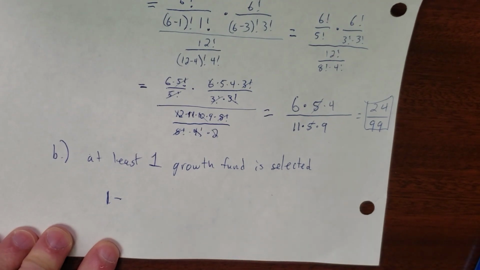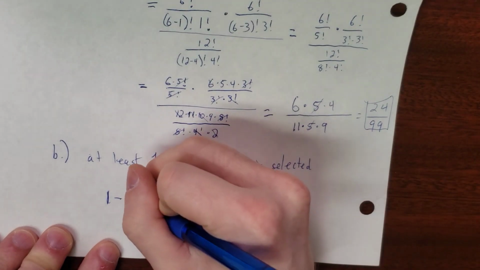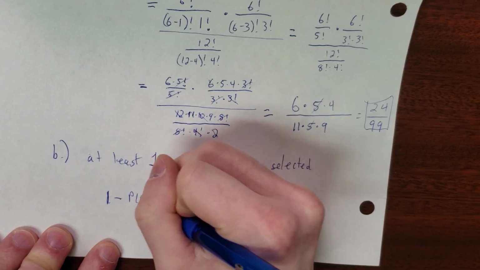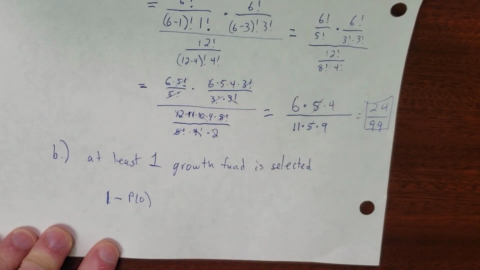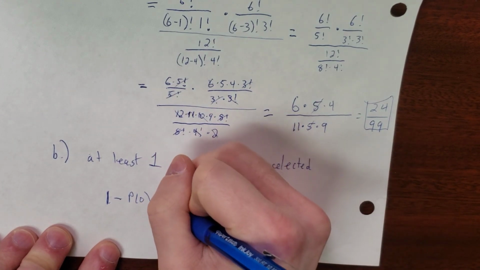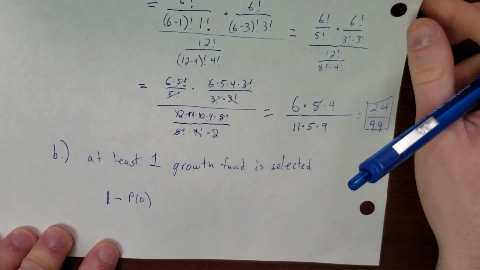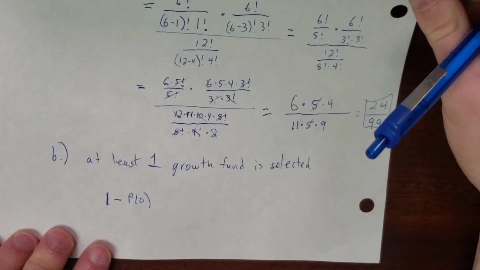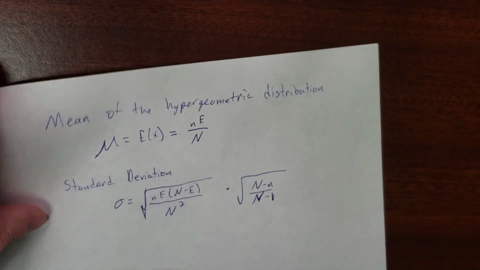So 1 minus the probability that you select 0 growth funds is exactly the probability that we get at least 1. So 1 minus p of 0 is what we want. So we need to go and determine what p of 0 is. I'm going to turn over the paper so I have more room. So let's go ahead and do that calculation now.